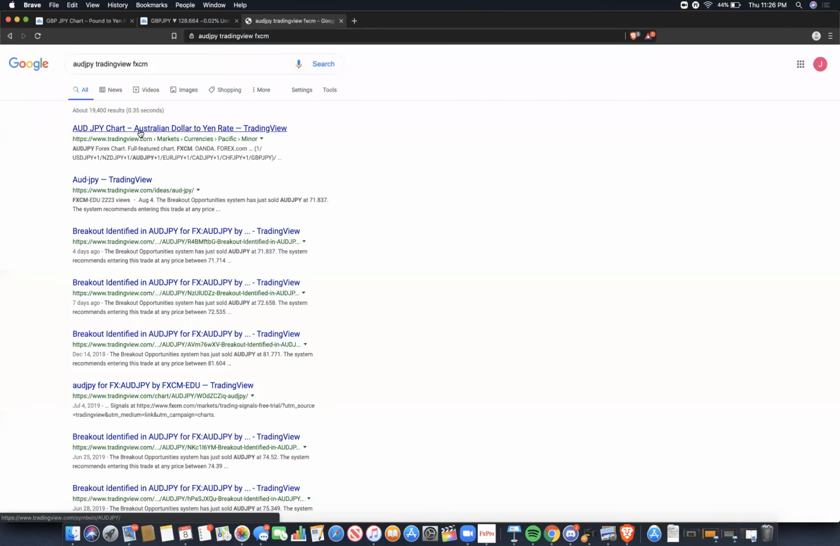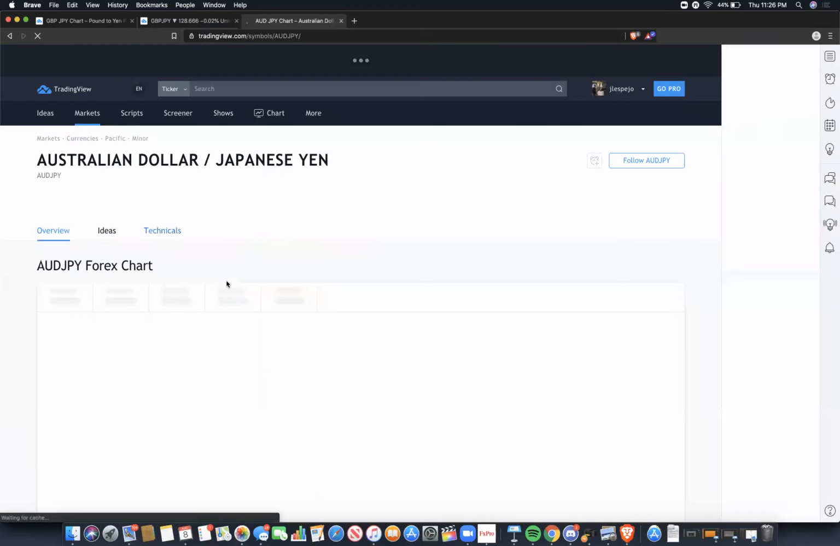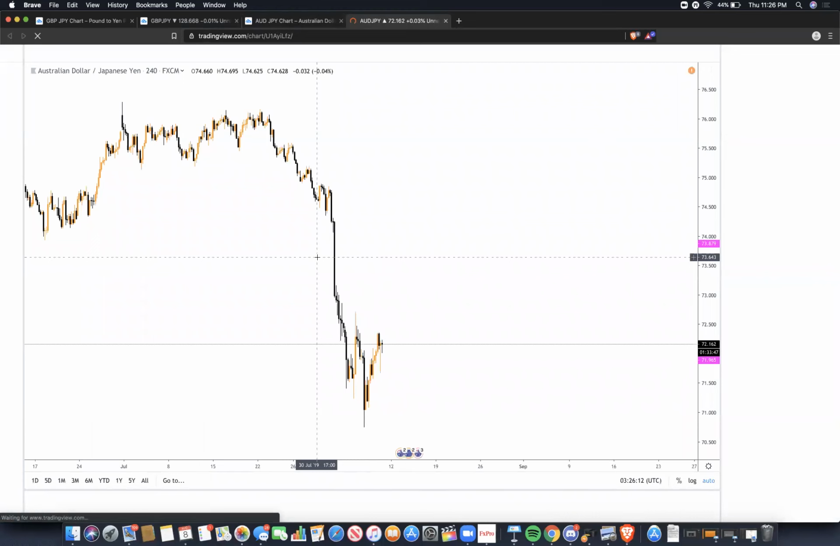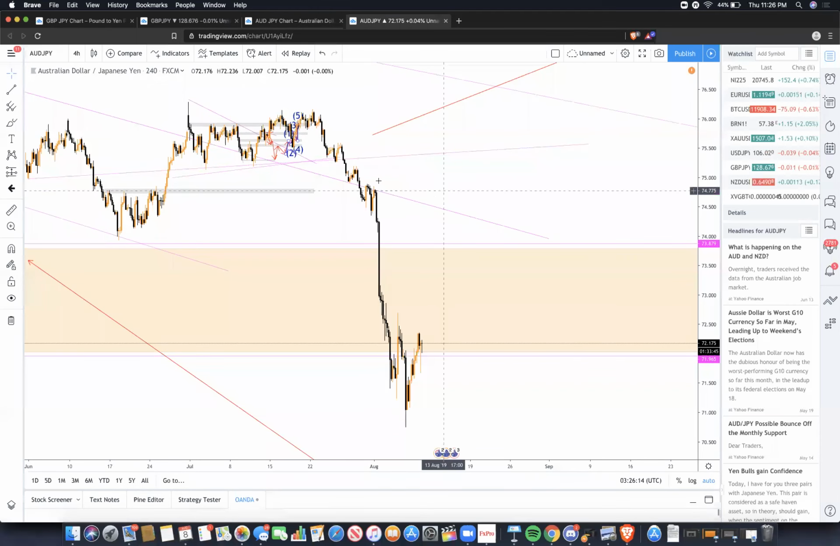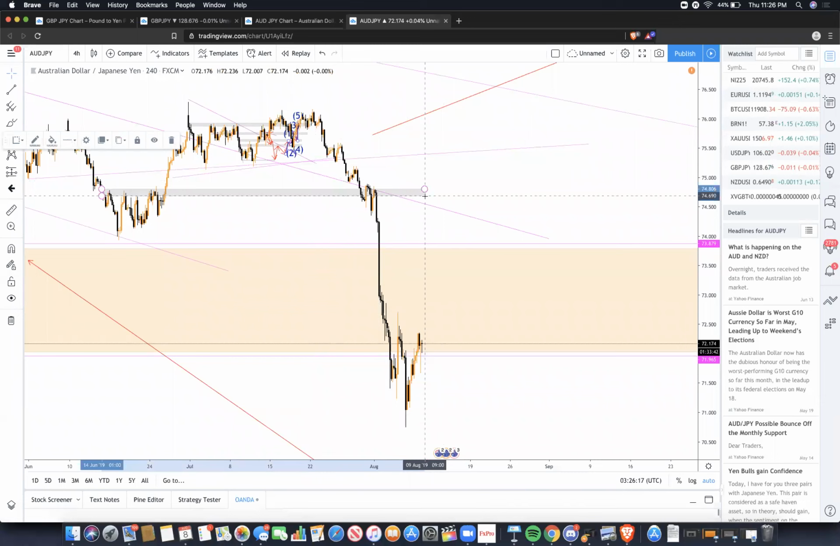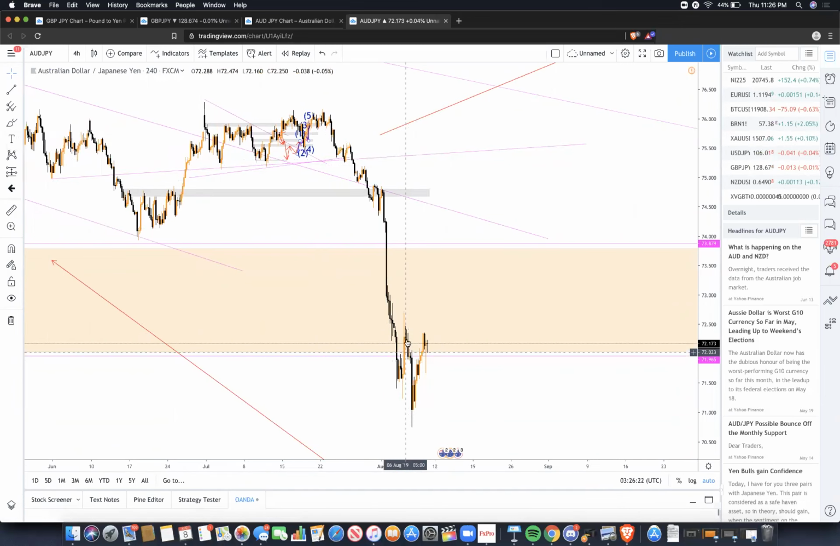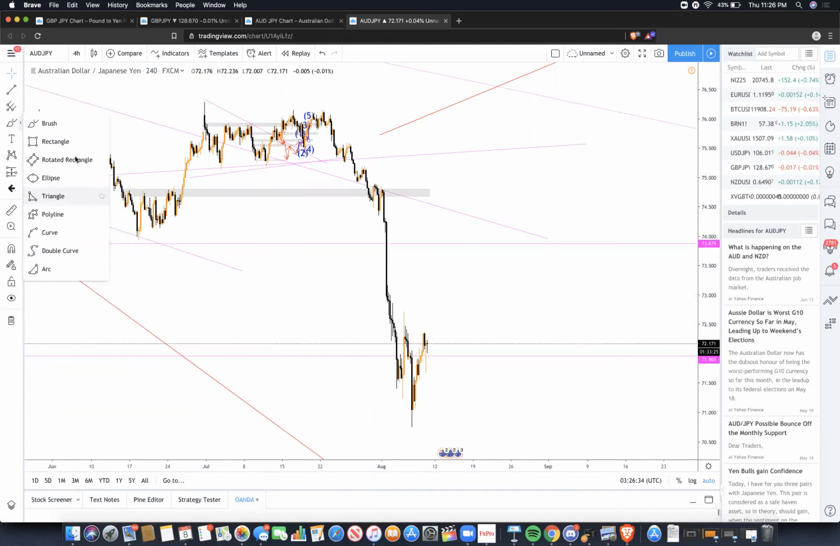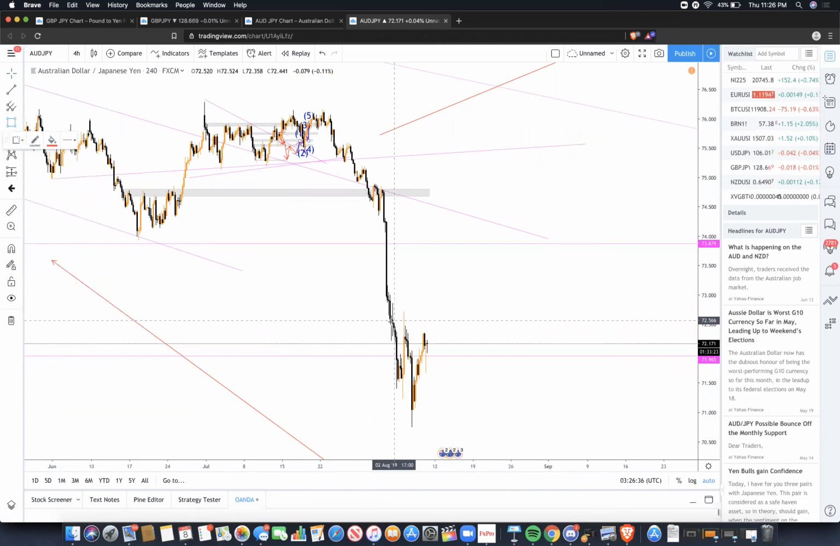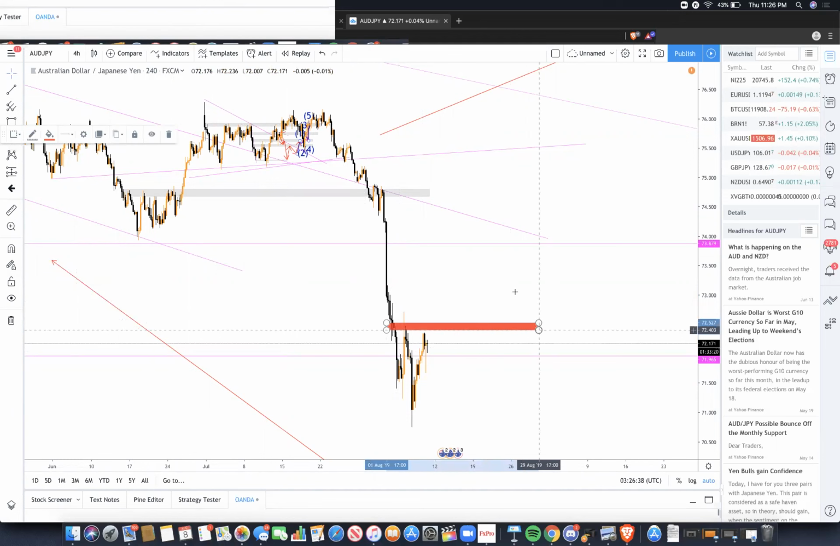And I'll show you guys what I mean by that. So here's AUDJPY. I had this zone observed, right? And I called out the trade at 72,500. I'm gonna delete this zone here. So I called out the trade around 72,500. I think it was the retest of this area here.